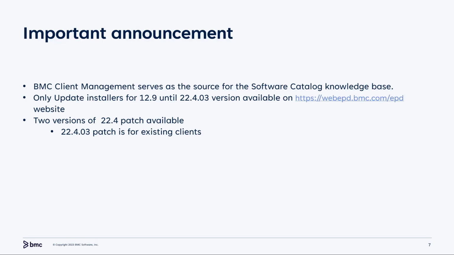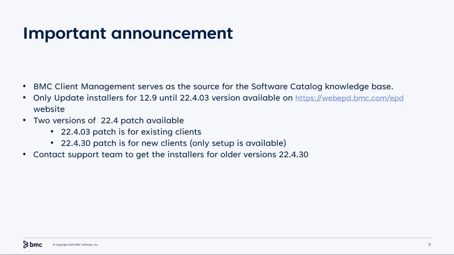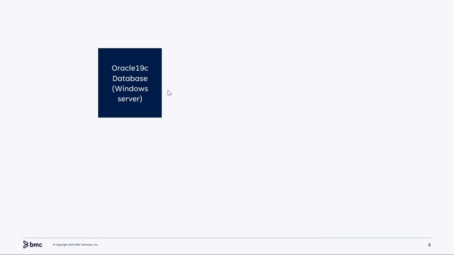The 22.4.03 patch is for existing clients that have prior versions of BCM installed on them, while the 22.4.30 patch is for new clients and only a setup installer is available for the same. If a setup installer is required for a version prior to 22.4.30, then we would request you to contact our support team.